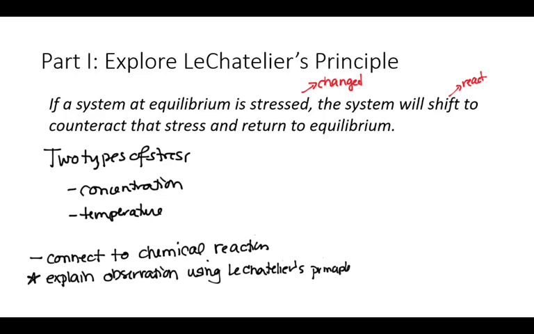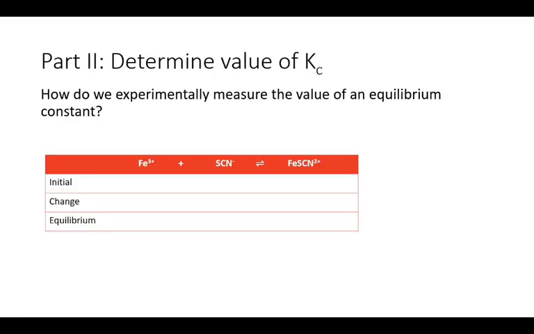At the end of this part, at the end of the whole day, what you need from this part is a team document. So your post-lab is a team document that explains your observations. Appoint someone to turn that in, but work on it together. Okay, so there's part one: some qualitative observations, and explain how LeChatelier's principle applies.